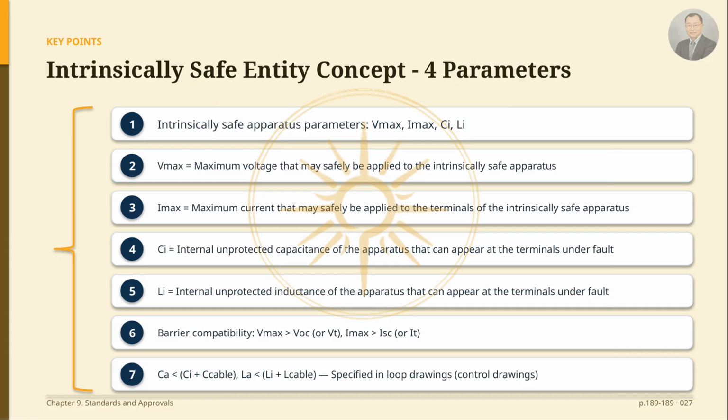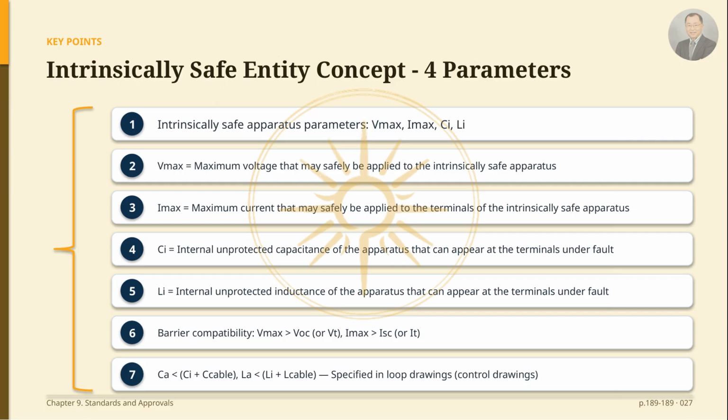I'd like to introduce the 4 parameters used in the entity concept of intrinsic safety. The values defined for the intrinsically safe apparatus itself are Vmax, Imax, Ci, and Li. Vmax refers to the maximum voltage that may safely be applied to the intrinsically safe apparatus, and Imax refers to the maximum current that may safely be applied to its terminals. Ci is the internal unprotected capacitance of the apparatus that can appear at the terminals under fault conditions, and Li is the internal unprotected inductance that can appear at the terminals under the same conditions.